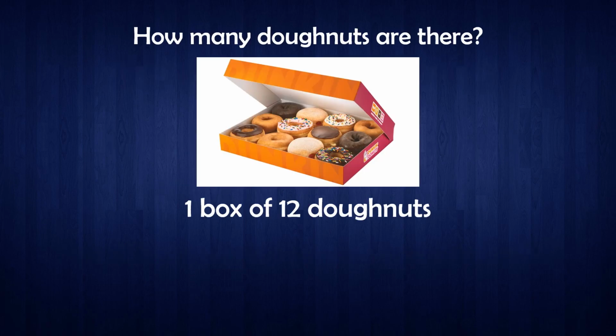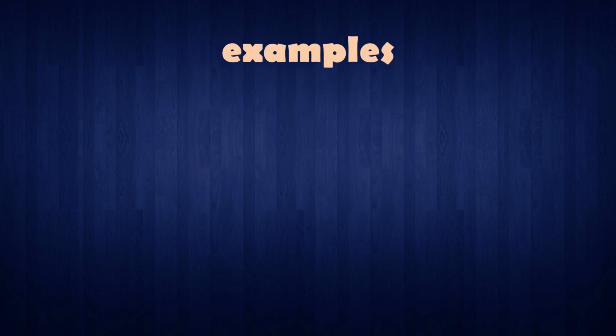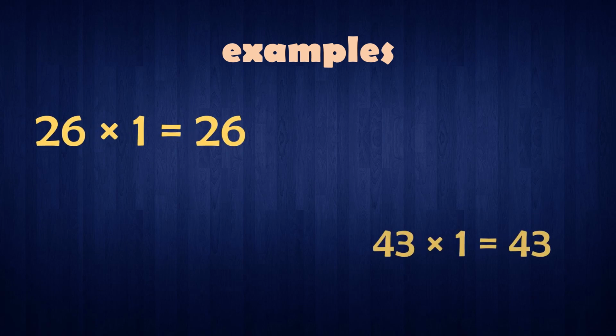Let's have an example. How many donuts are there? As shown in the picture, there is 1 box of 12 donuts. In multiplication, we write this as 1 times 12 is equal to 12, which means that there are 12 donuts in all. Here are some examples of equations that show the identity property of multiplication.